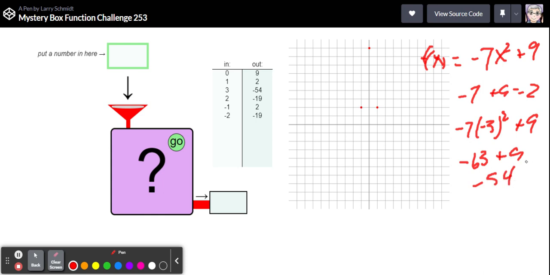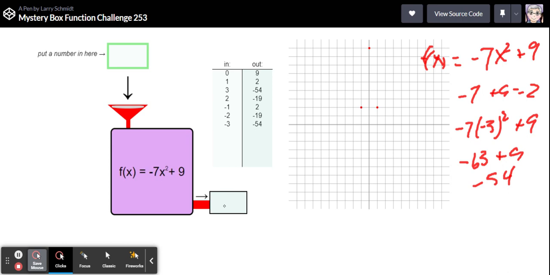So if I put in a negative 3, and that makes sense, we got a 54 when I mistakenly put in that positive 3, so it should be symmetrical. But let's put in the negative 3 and see if we get negative 54. Hey, there we go. All right, well, I think we've got this one. Let's go ahead and take a quick look. And there it is, negative 7x squared plus 9, and we can graph that as well. A very steep downward opening parabola.